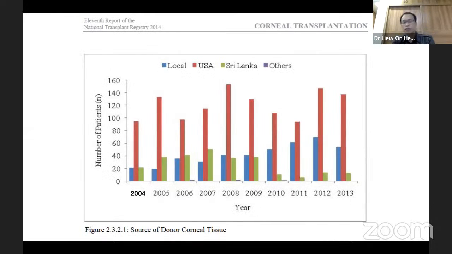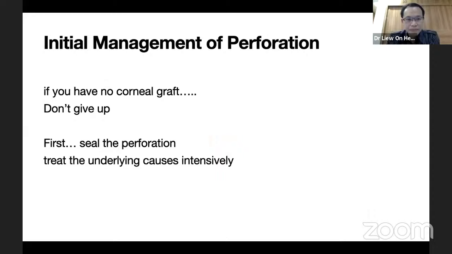Looking back at corneal transplant in Malaysia over the years, mostly the corneal transplant was done with imported cornea, mostly from the USA, and second from Sri Lanka. The local donation rate is still very low over the years, even until today. So in the case of acute perforation where you have no corneal graft, don't give up.